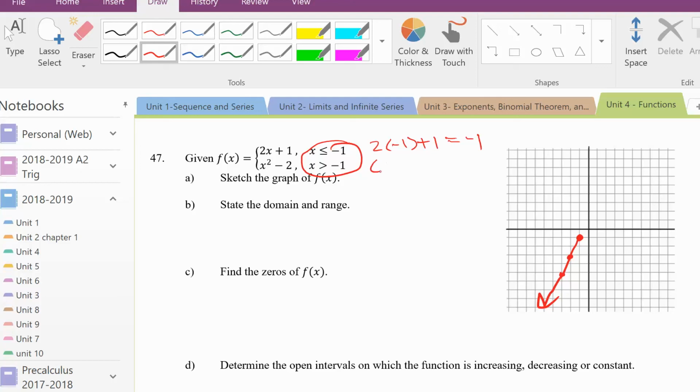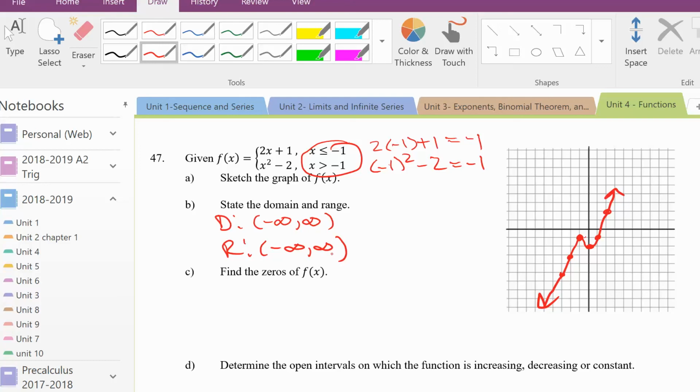Then x squared minus 2. Well, if you put -1 in and square it, minus 2, you still get -1. But then if you put 0 in, you get -2. And if you put 1 in, you get -1. 2 in, 4 minus 2 is 2. So here's your parabola part of it. So there's your piecewise function. One part's a line, one part's a parabola. The domain, since the changing point is a dot, since both numbers are the same, it's all real numbers. And the range is all real numbers.